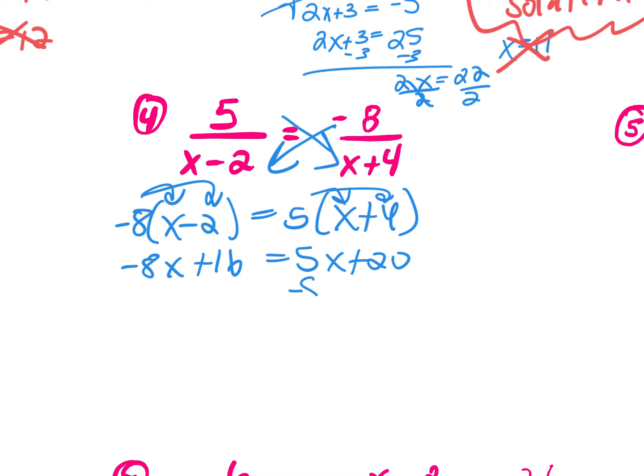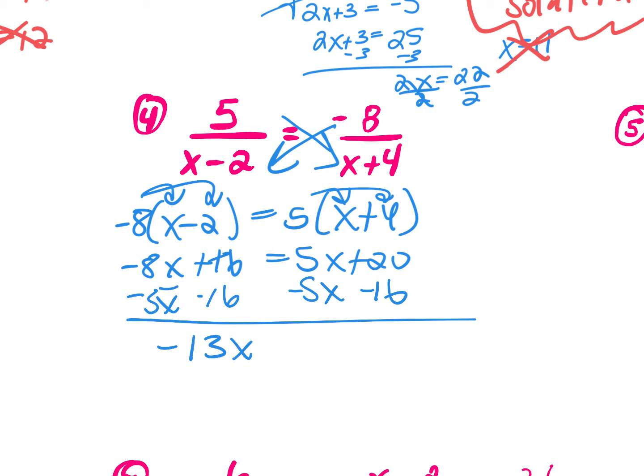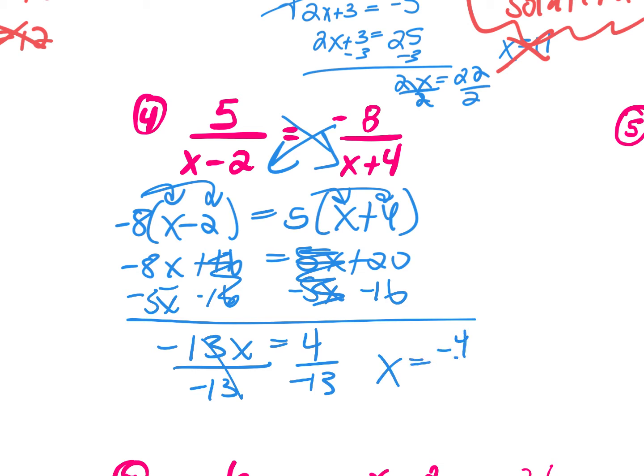So I'm going to subtract 5x from both sides, and then I'm going to subtract 16. So we have -13x, my 16's cancel out, equals, my 5x's cancel out, and 20 minus 16 is 4. Divide both sides by negative 13, and we come out with x equals -4/13.